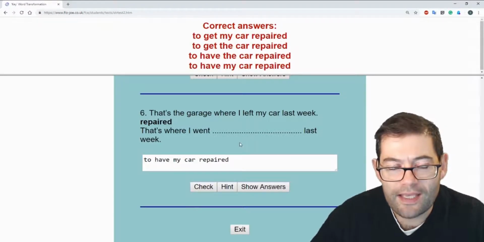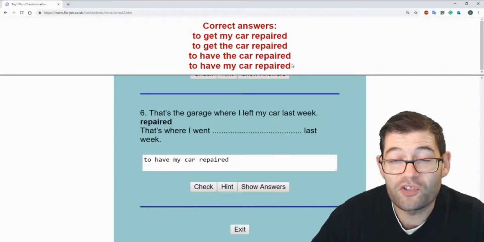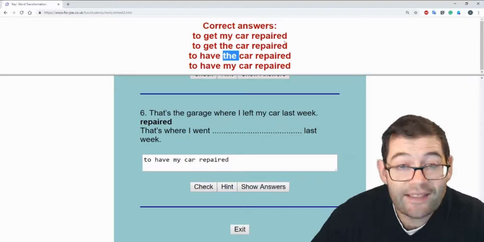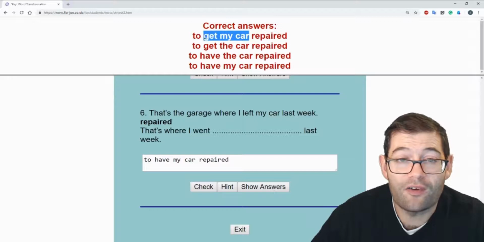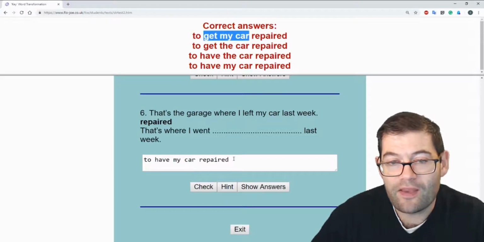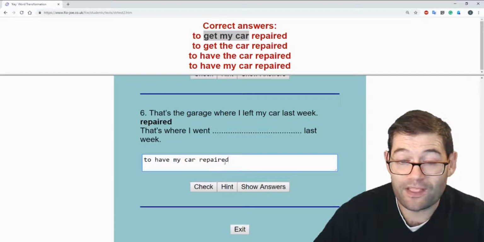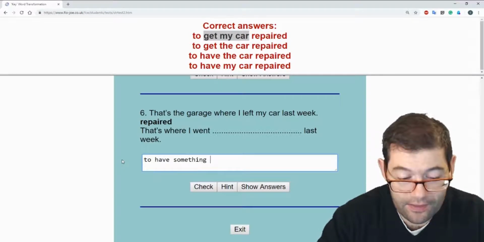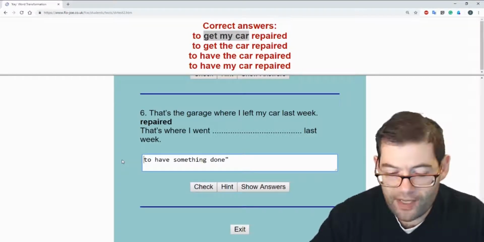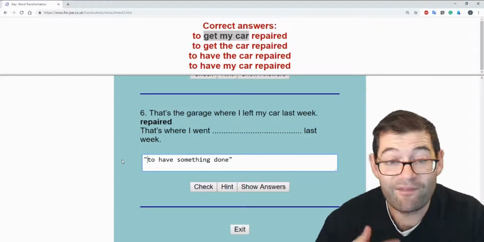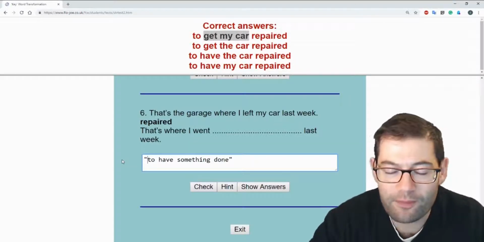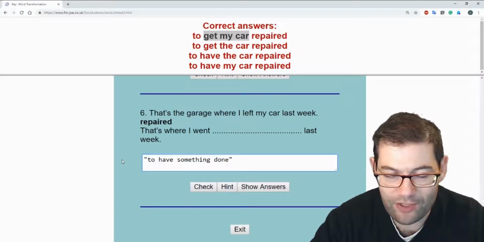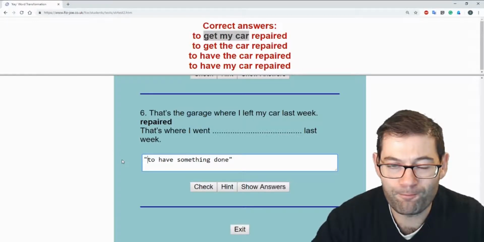And if we have a look at the answers, we can see that we've got a number of possible answers. We could either say to have my car repaired, to have the car repaired, to get the car repaired, to get my car repaired. So we've got get and have. Now, if you're not familiar with this aspect of grammar, it is called to have something done. So if you're not familiar with this expression, get onto Google. You'll find plenty of resources on there if you type in to have something done, and you'll find out how to use that particular language structure.